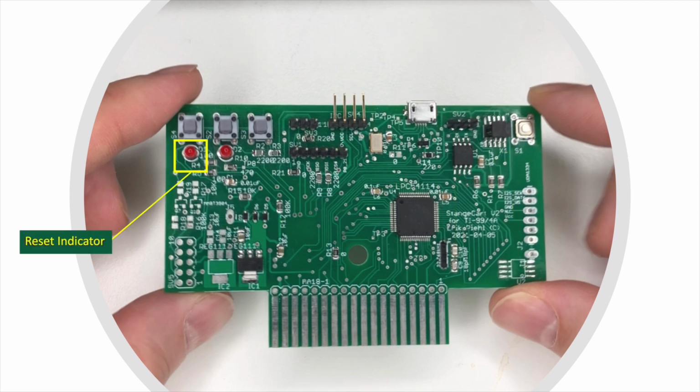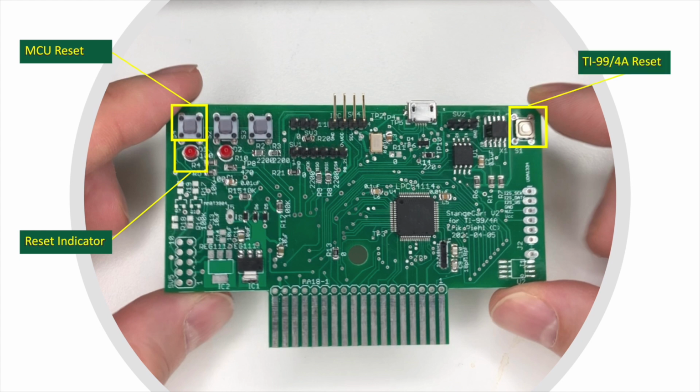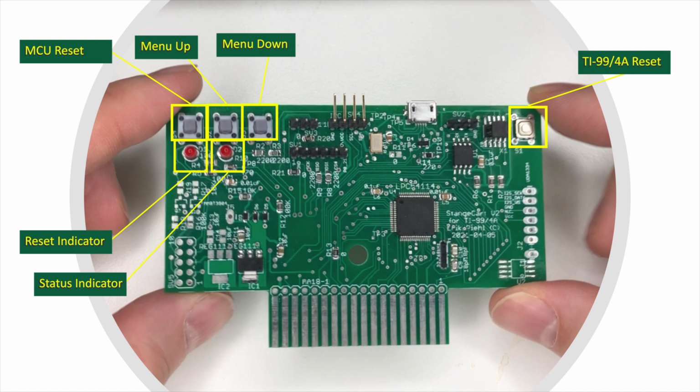Then looking at the other components, we have a reset indicator. That is an LED that's primarily used for testing, so when the MCU reset button is pushed, this reset LED is lit, so that's useful to verify that the board is getting power. Then there's another reset button in the other corner, that's for the TI-99/4A. There's a status indicator, which typically is just a flashing LED, letting everybody know that the CPU is running properly. There's a menu up and menu down, which are used by the firmware. And then finally there's a debug connector to debug the firmware of the MCU.